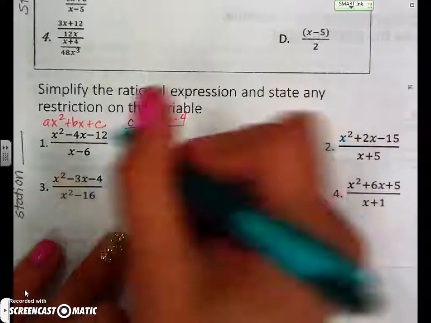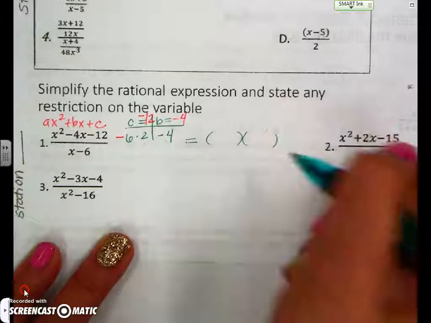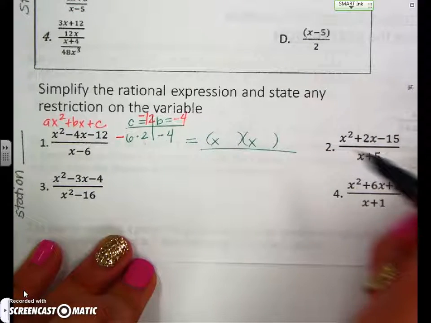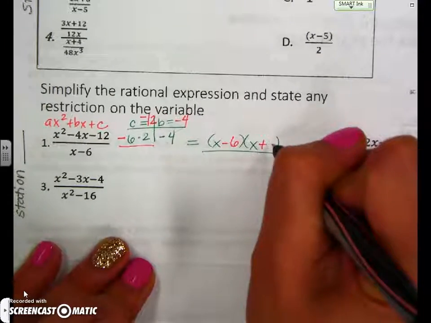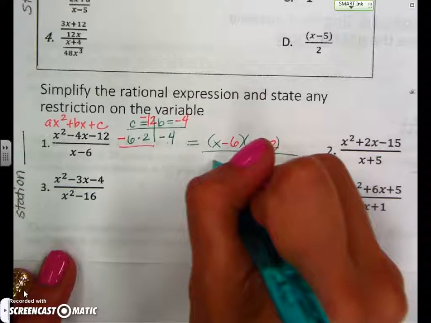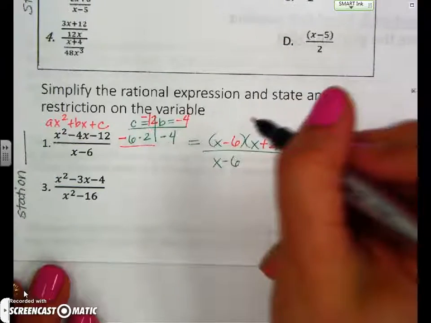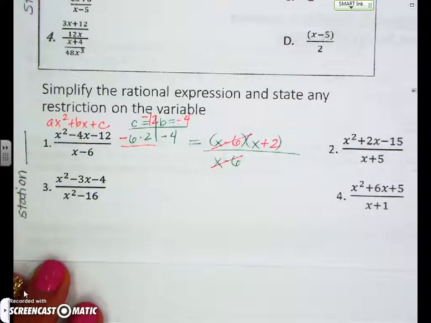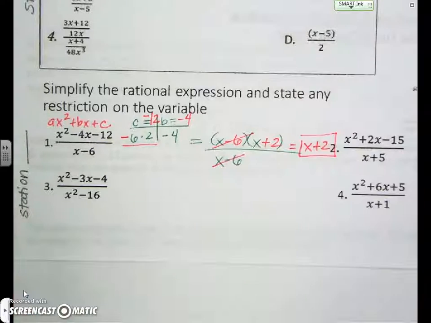Okay, so what I'm going to do is rewrite this trinomial into a binomial. Remember, we separate the x's, and then inside the parentheses, you're going to put your factors, x minus 6 and x plus 2. On the bottom, we're going to keep our denominator the same. Does it become easy to see what we can cancel out from the top and the bottom? Yes. Okay, so we're going to eliminate x minus 6, and the only thing we're left with is x plus 2. That's your answer.